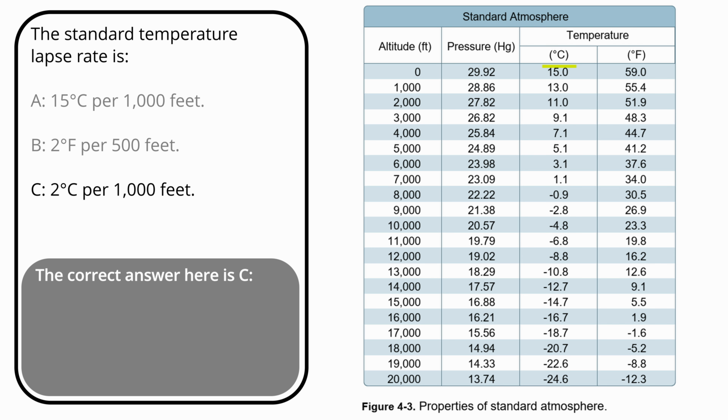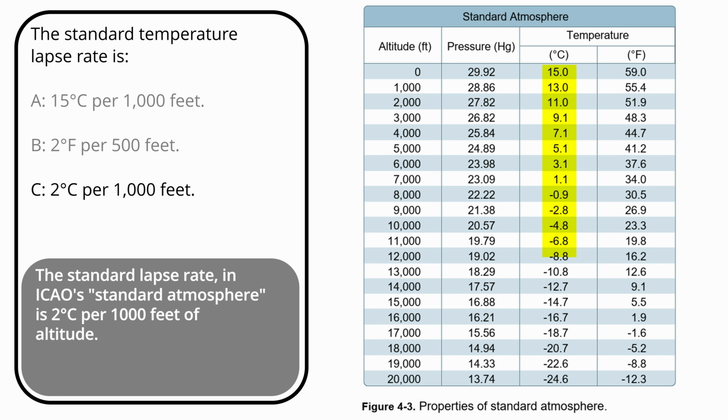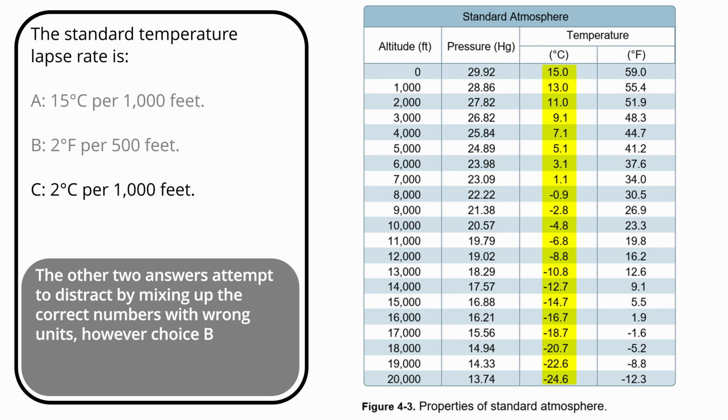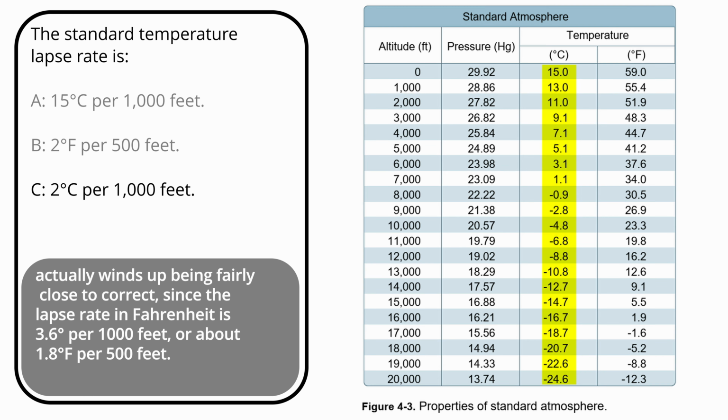The correct answer here is C. The standard lapse rate in ICAO's standard atmosphere is 2 degrees Celsius per 1,000 feet of altitude. The other two answers attempt to distract by mixing up the correct numbers with wrong units. However, choice B actually winds up being fairly close to correct, since the lapse rate in Fahrenheit is 3.6 degrees per 1,000 feet, or about 1.8 degrees Fahrenheit per 500 feet.